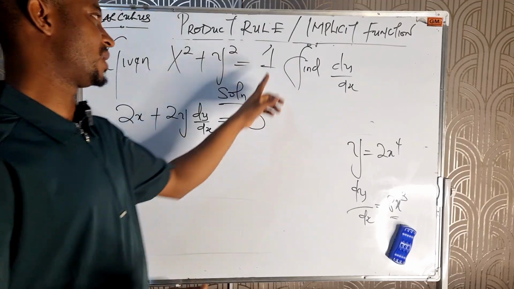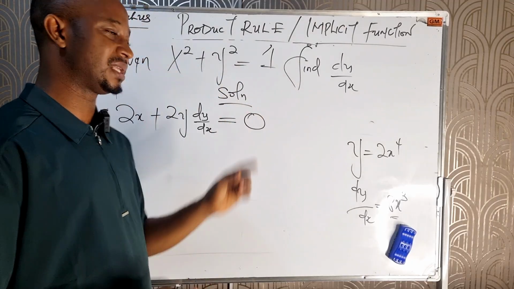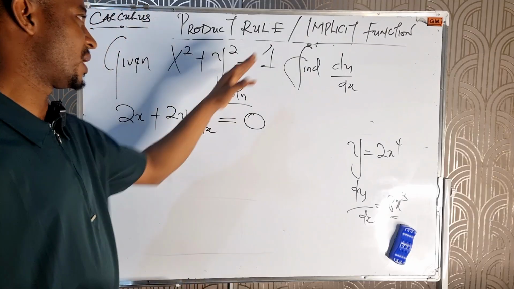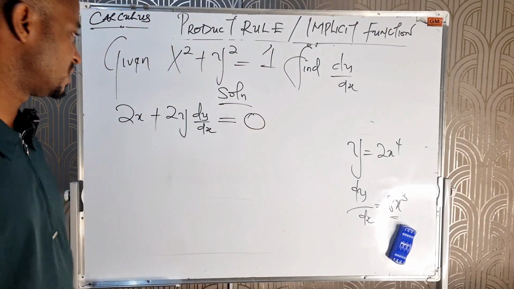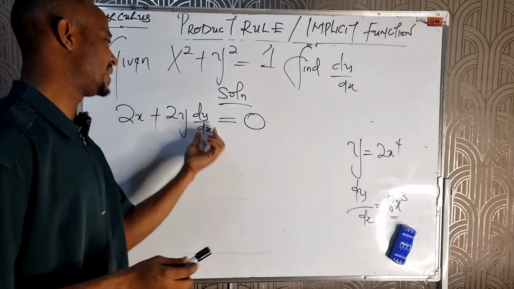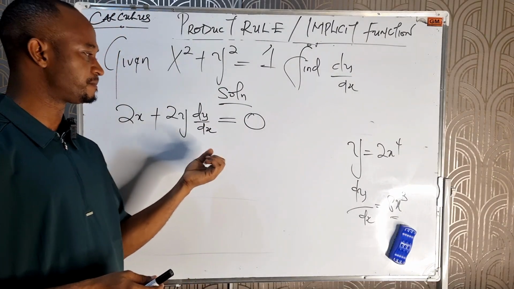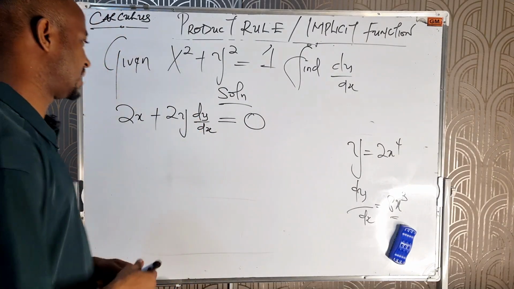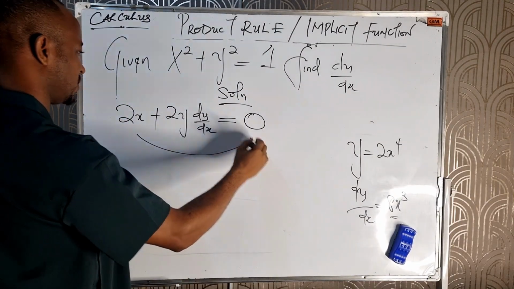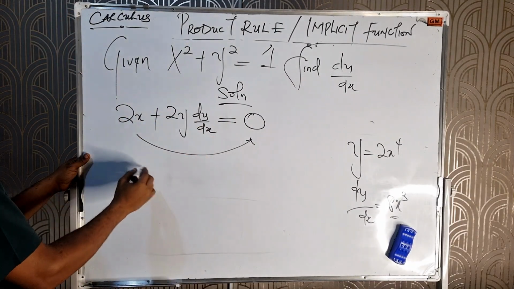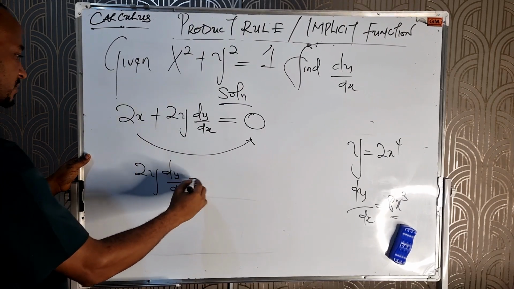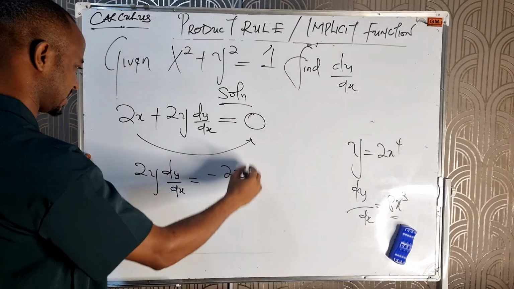When you differentiate 1, it is a constant. Every constant has a derivative of 0. So when you differentiate 1, being a constant, the result is 0. Okay, so what we do here is to make dy/dx the subject of the formula, right? So I'll move the 2x to the other side of the equation. Then we have 2y dy/dx equals minus 2x.